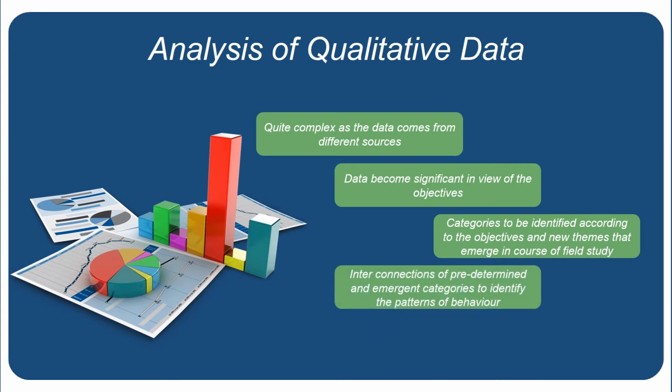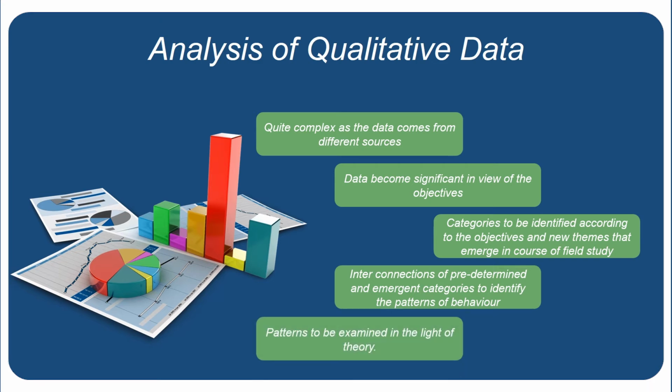Right. Keeping these pre-established categories and the new categories, now we have to examine the relationships of these categories in terms of the objectives of the study. So, when you see the relationships of these categories, we can see the patterns of behavior, and these patterns of behavior have to be examined in the light of the theory.